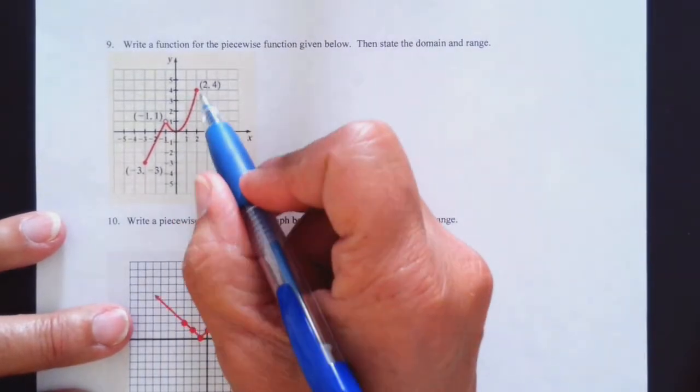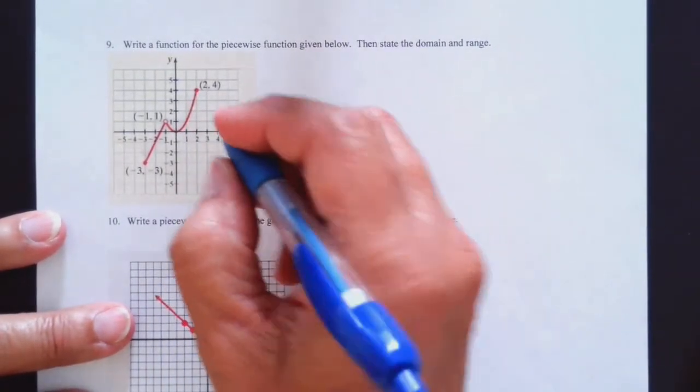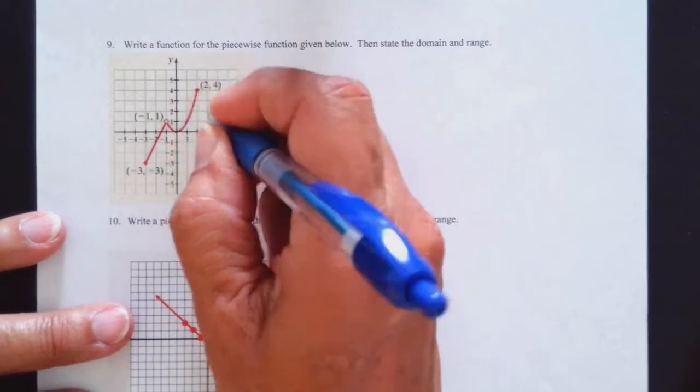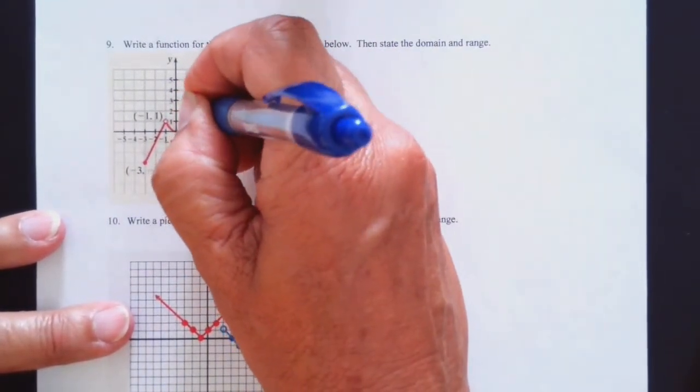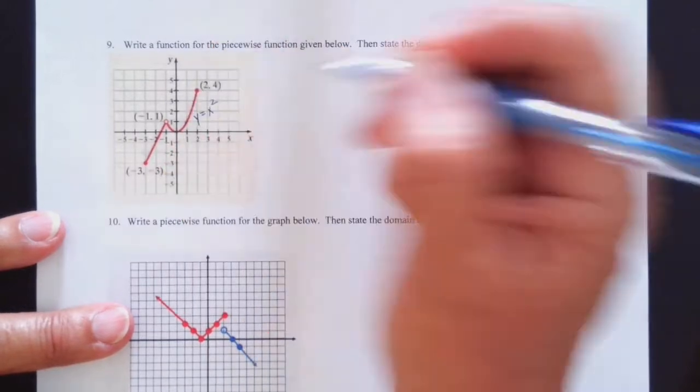All right, so I'm going to start with the parabola because that's just a basic parabola because I know it goes through the points (1, 1) and (2, 4). So this parabola over here is just the equation y equals x squared.